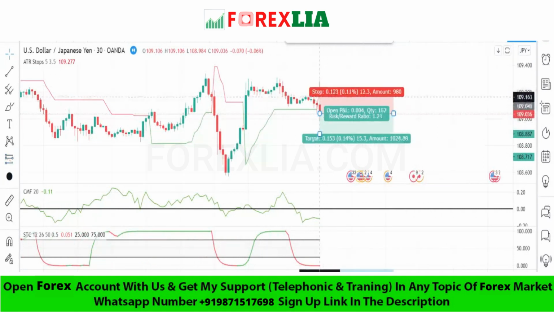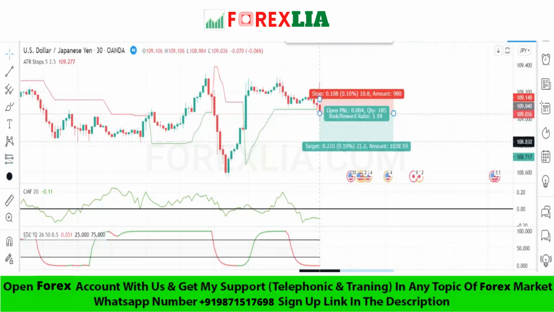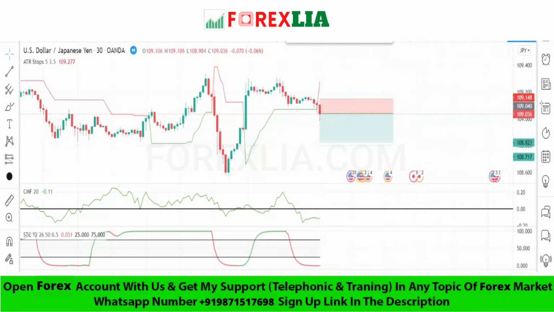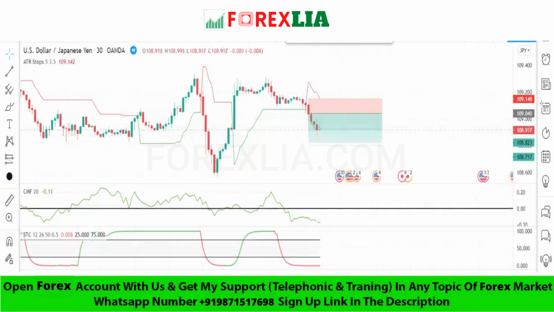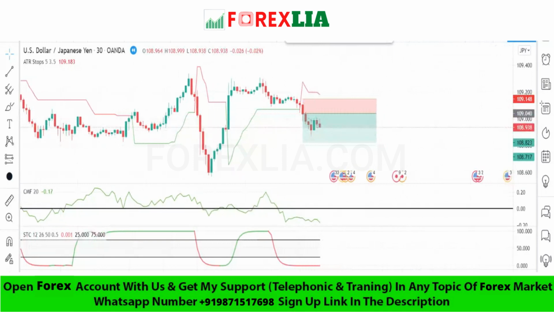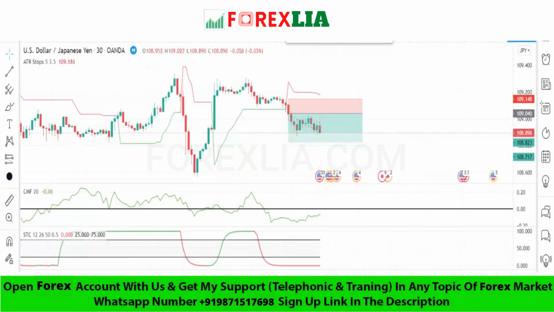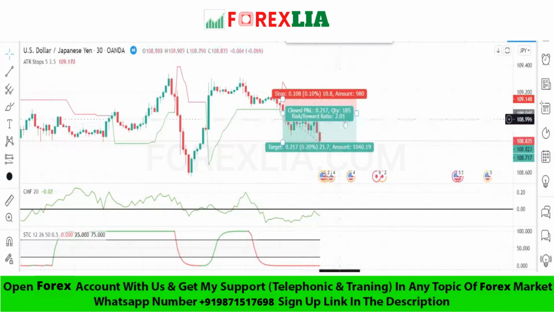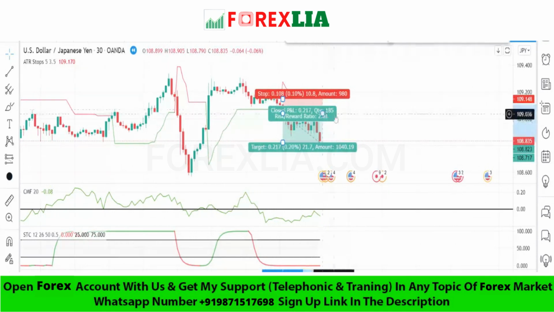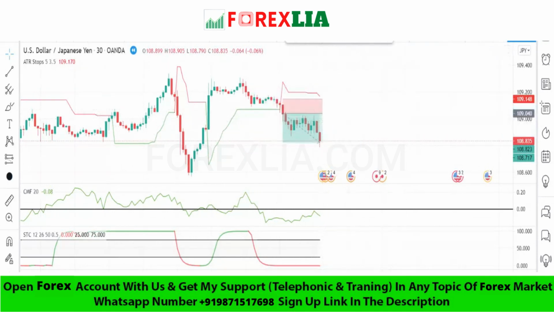Set stop loss at the previous high point. Set profit target 1 to 2. We won this trade.